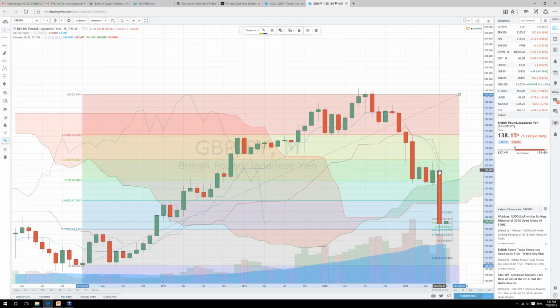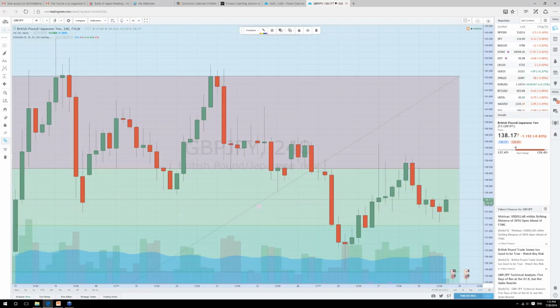a normal market sentiment. This was a crazy market sentiment. This was a Brexit market sentiment. That's why I wouldn't trust this. And if I am to trade pound yen, I would go short term as well.